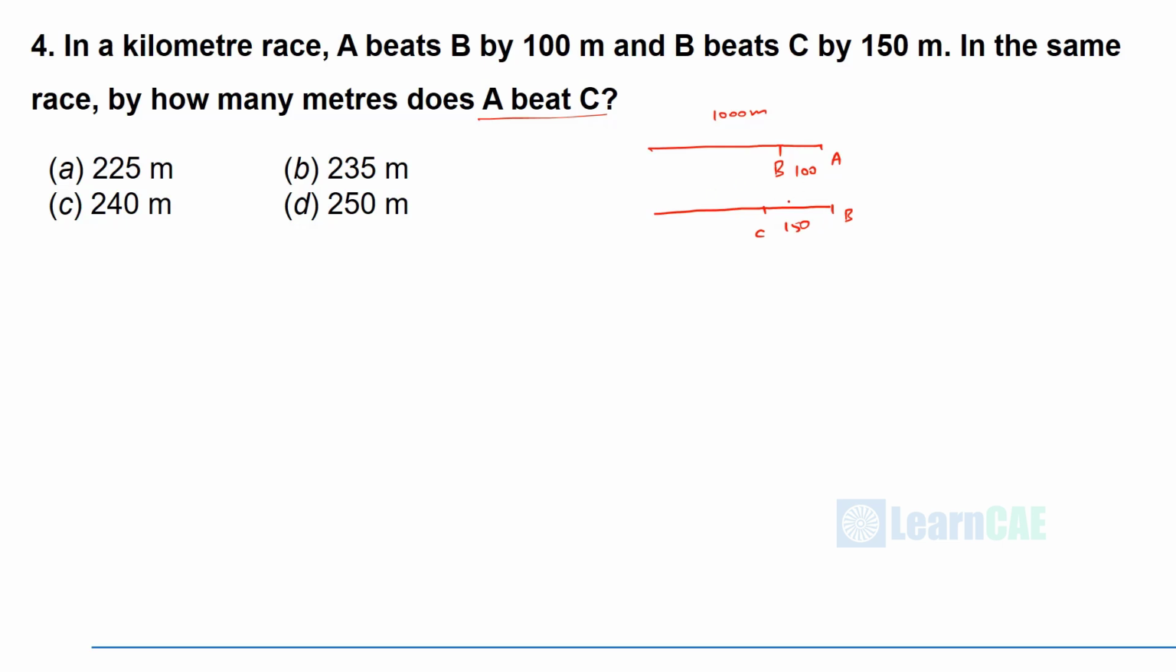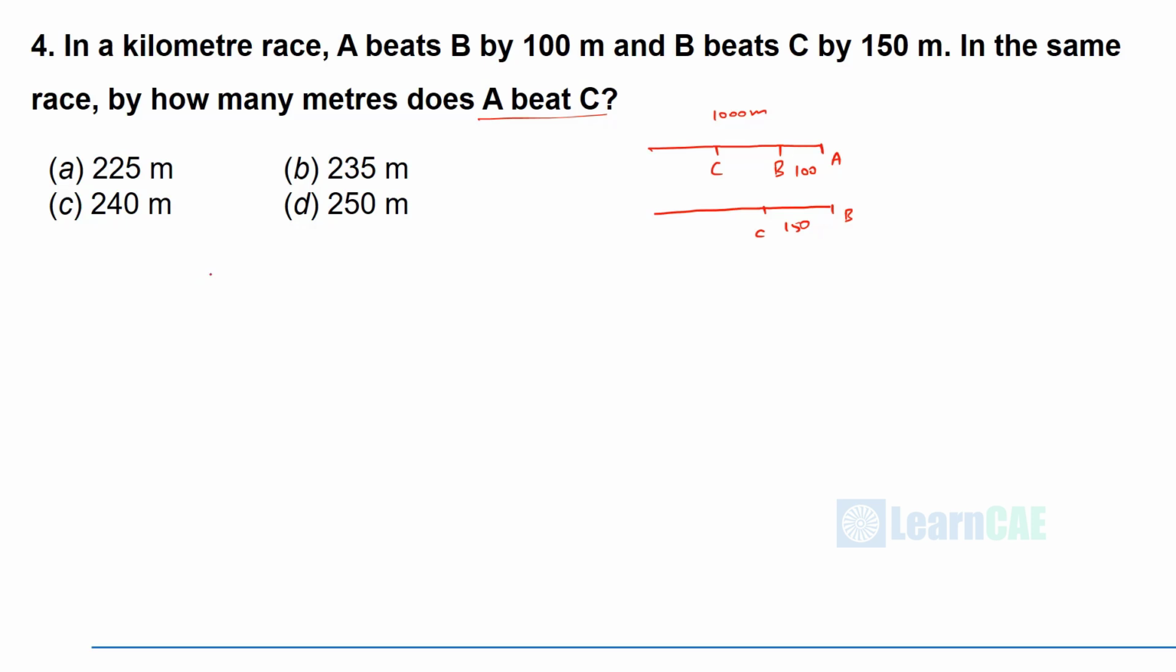We cannot add these two values because when A is reaching, C will be somewhere behind. So the distances are not equal. They are proportional but not equal. So when A reaches, B will be behind A by 100 meters and C will be behind B by a certain distance, but it is not equal to 150. Had it been 150, we could have directly chosen 100 plus 150, 250. Okay. In this case, we have to find out the distance separately.